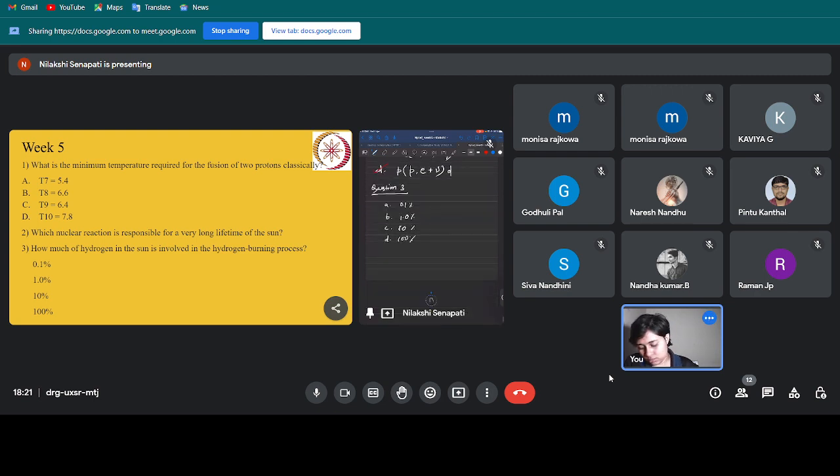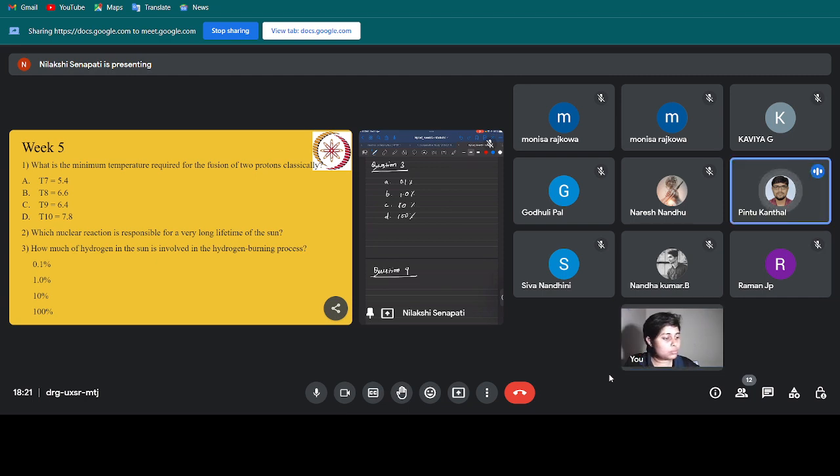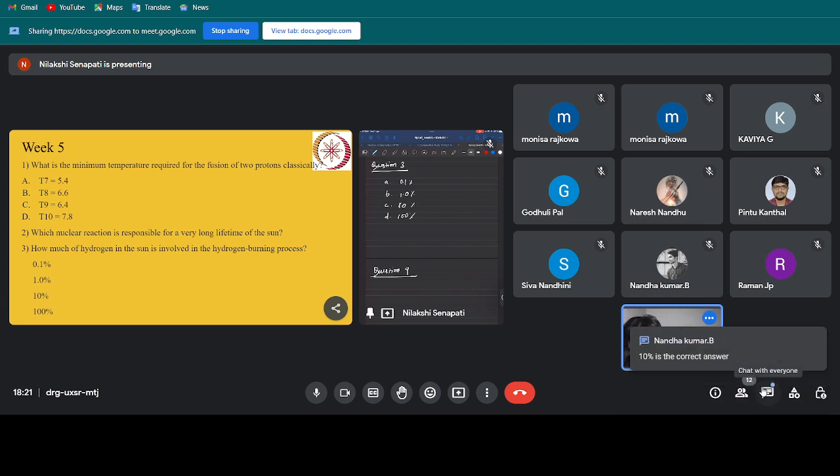Anybody else? Okay, Pintu is saying 10%. Anybody else? Okay, let me answer it. It is of course 10%. The answer will be 10%. Those who are not aware, please remember it.